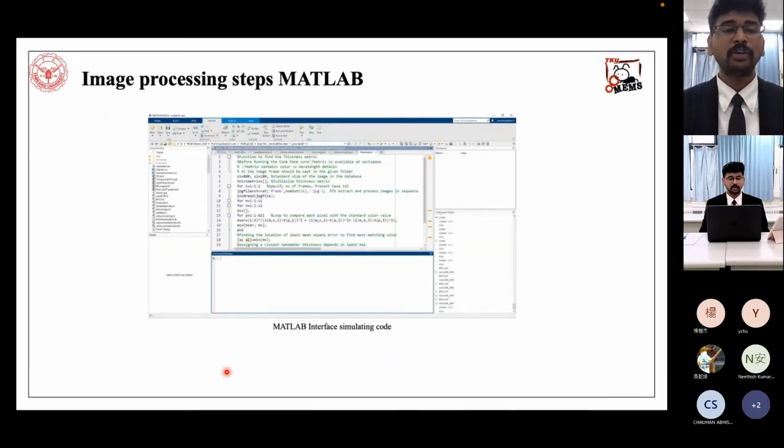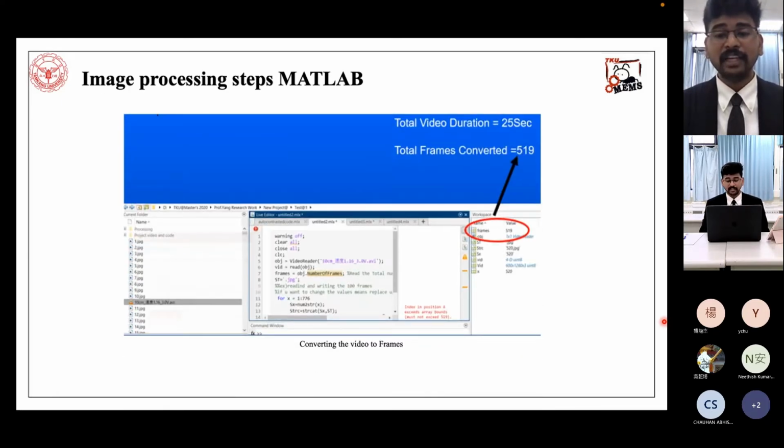Now I'm moving on to the image processing steps done in Matlab. First we need to open the Matlab interface for the simulation codes. We need to create a new Matlab interface for post-processing of high-speed videos, and then import the high-speed camera video as a number of frames. Here I have imported my video into Matlab and converted it to single frames. The total duration of my high-speed camera video is 25 seconds, which I converted into 519 frames.